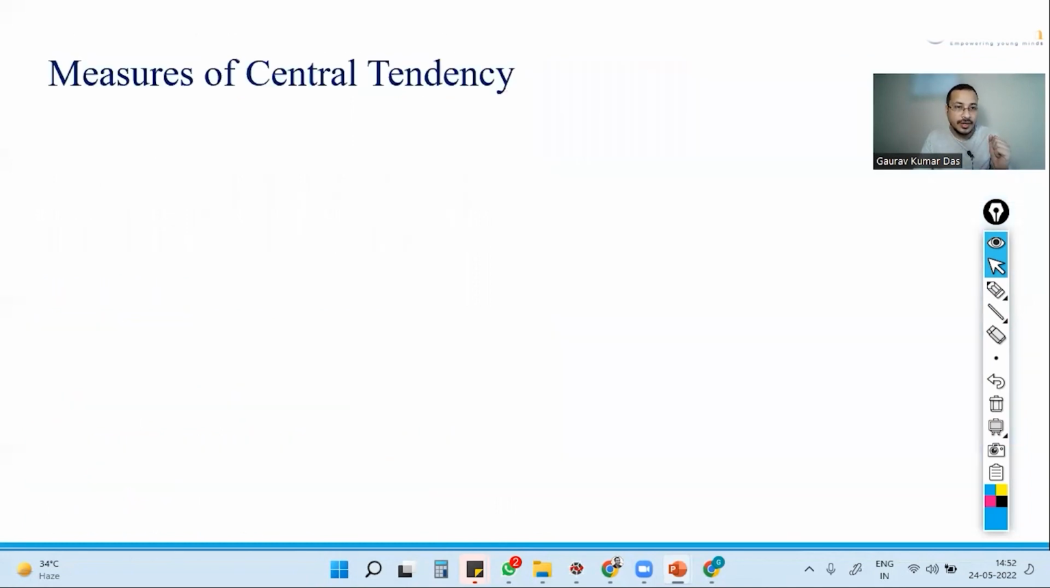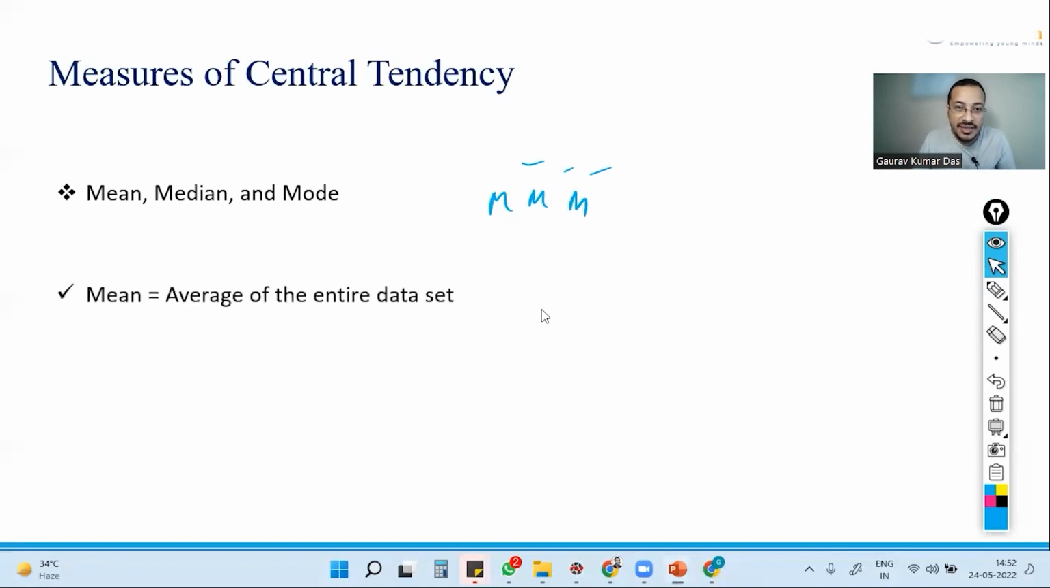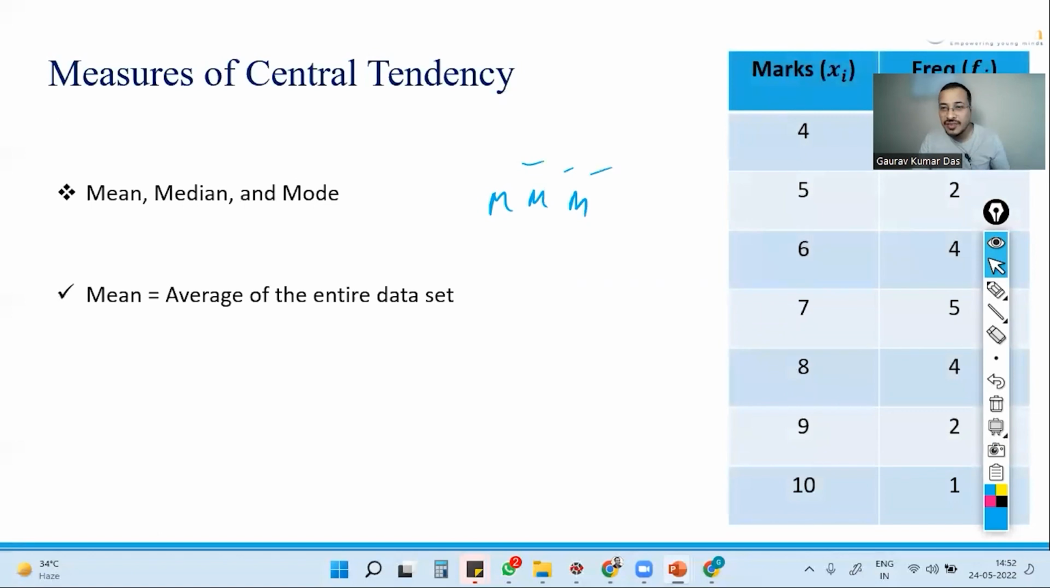Okay, all right. Now, measures of central tendency. What do we understand by measures of central tendency? When we talk about measures of central tendency, the first 3 parameters, sometimes we call them the triple M's: mean, median, and mode. That is what we typically understand when we say measures of central tendency. Mean, what does mean mean? The average of the entire data set.